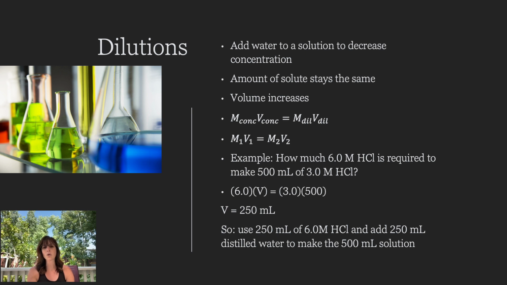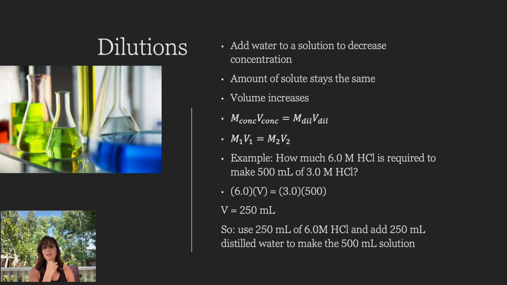The 6 molar goes with V because we don't know the volume, and 3 times 500. You do not need to turn everything into liters. It works just fine, but your answer will be in milliliters. So 3 times 500 is 1,500. Divide that by 6 and you get 250 milliliters. Please do your algebra correctly. I've seen kids get this far and do the algebra incorrectly.